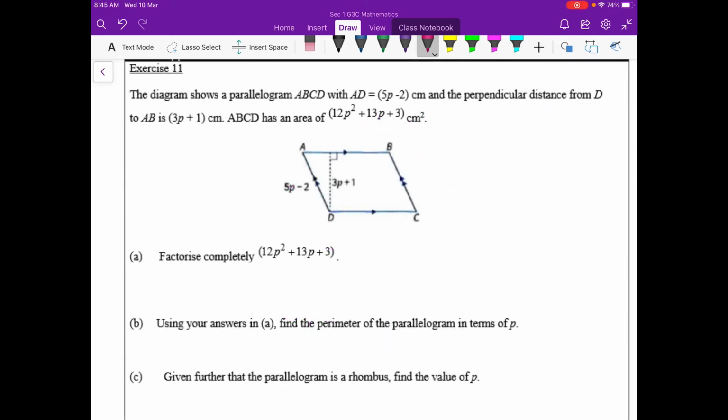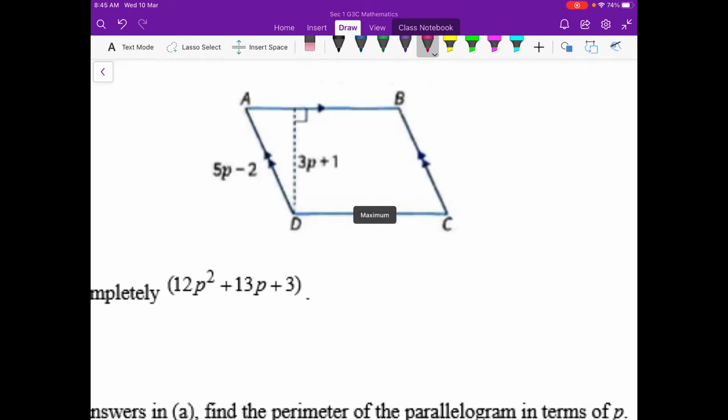ABCD with dimensions as shown. AD is 5p minus 2. Then there's a perpendicular distance, 3p plus 1. And it further tells us that the area is 12p squared plus 13p plus 3. So if you have forgotten your formula for finding the area of a parallelogram, you can always derive it by yourself.